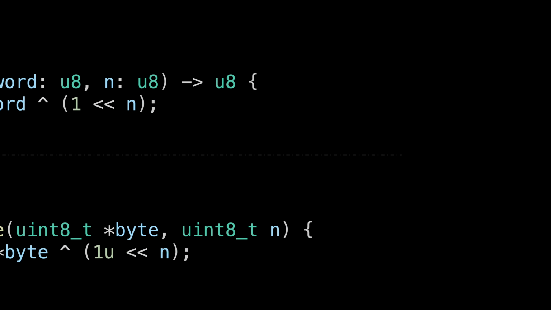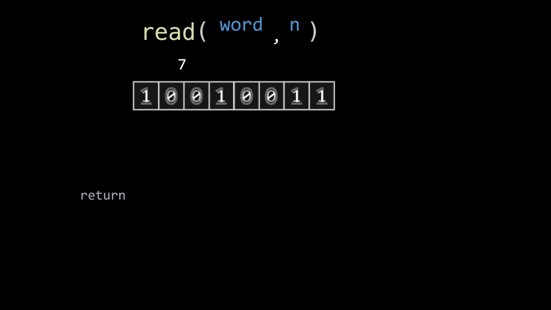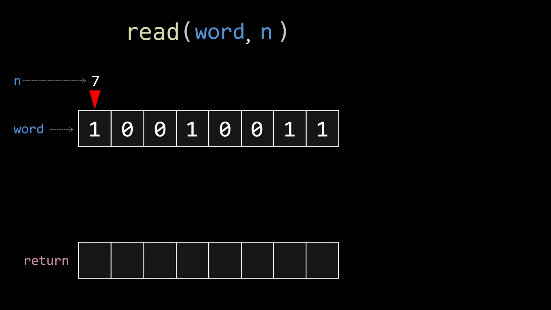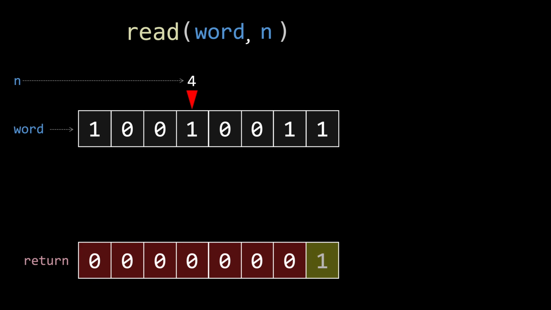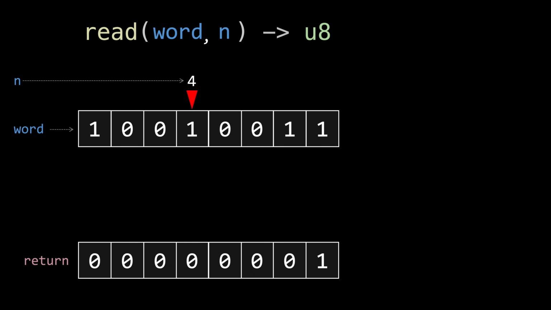Finally, the read function. Here, our goal is to extract the value of a single bit, either 0 or 1, and return it as an integer that can be used in normal operations. In this example, we read bit position 7, so we should return 1. If n were 6, we would return 0. If n were 4, we would return 1, and so on. So this function returns either 0 or 1. To do that, we need to put the value of our bit into the least significant bit of the output word.